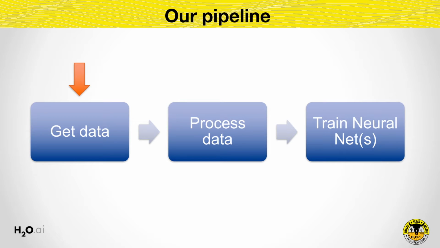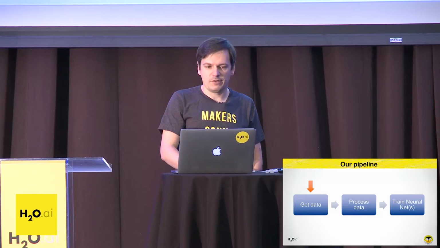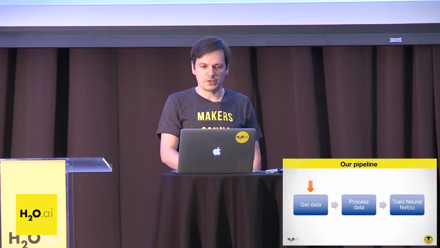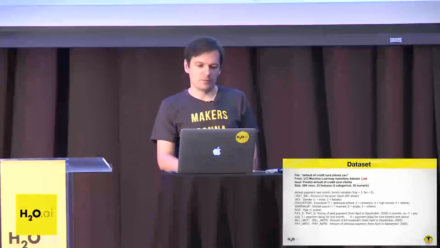The pipeline for our presentation will be quite simple. First of all, we need to get the data, process the data, and train some neural net or nets, if you have time, using this data set. I use a publicly available data set on the UCI machine learning repository, I think from an Asian bank. You have to predict the next month's credit default for clients of this bank. The dataset has mixed types of features: three categorical features and 20 numeric.